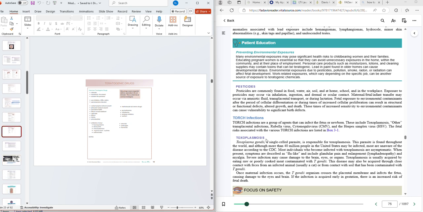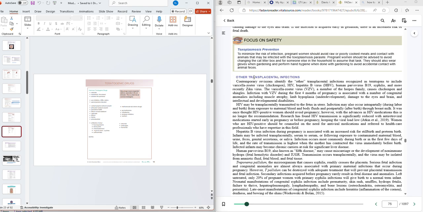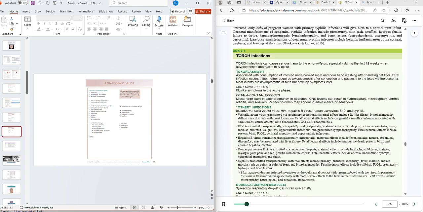Teratogenic drugs, you can read through those. Pesticides, even making sure that they wash fruits and vegetables. We'll talk about that stuff as well. And then it goes through the different TORCH infections. But we'll talk more about that in chapter 6. You can read through that though. And then here's the box that explains it all.